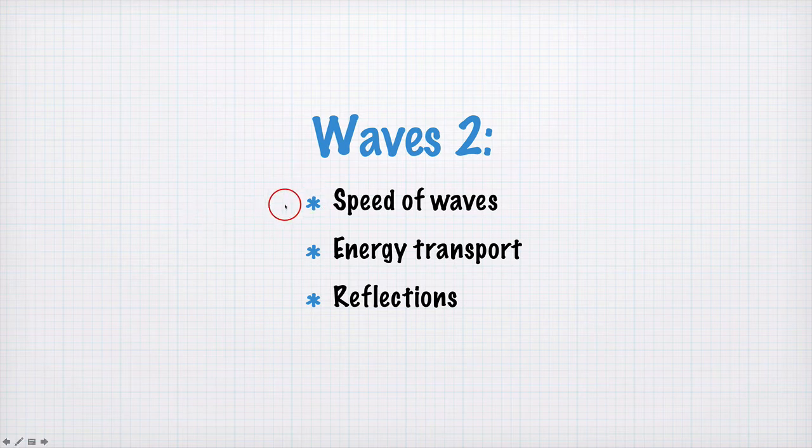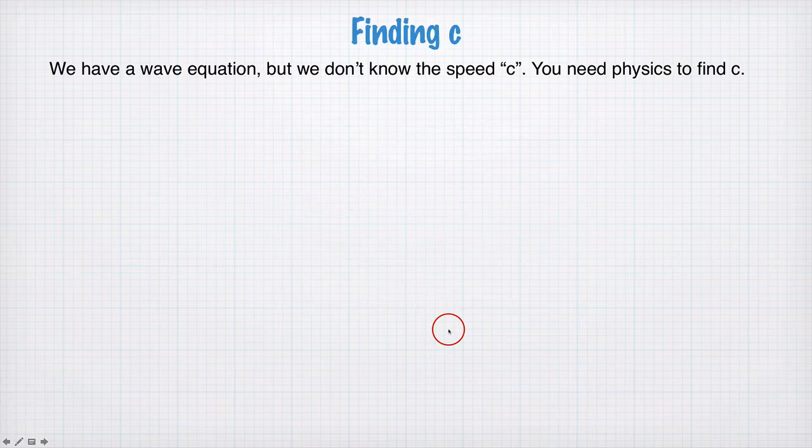In this video, we're going to look at the speed of waves, the energy transported by waves, and some wave reflections. To begin, we have a wave equation, and in this one-dimensional linear wave equation, we had the speed c of the wave. But to actually find c, you need to do some physics.